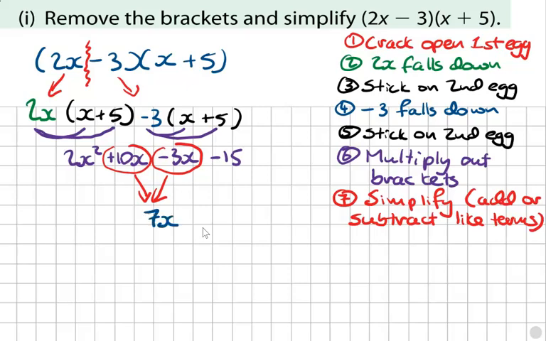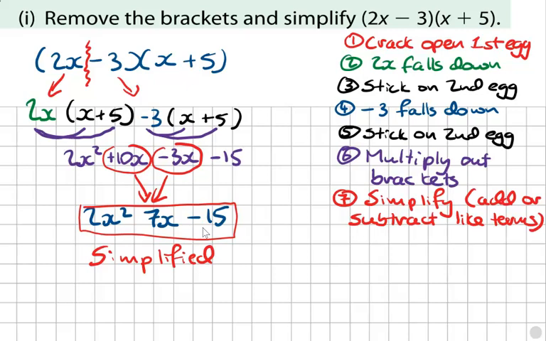And then all we have to do is bring down the 2x squared and the -15. And that's our answer. So here is our answer simplified, 2x squared, that should say plus 7x minus 15.